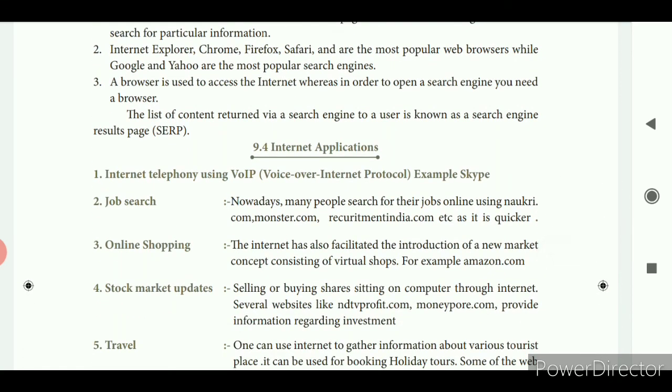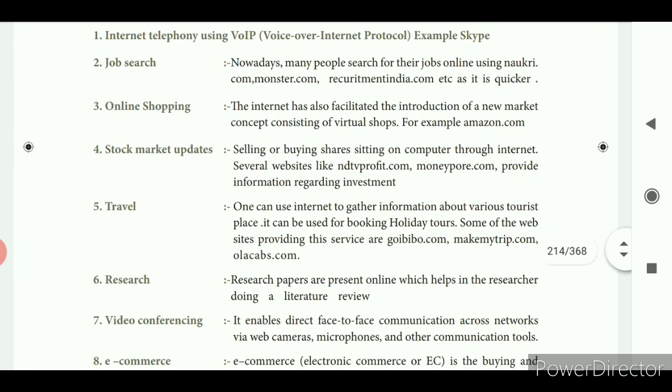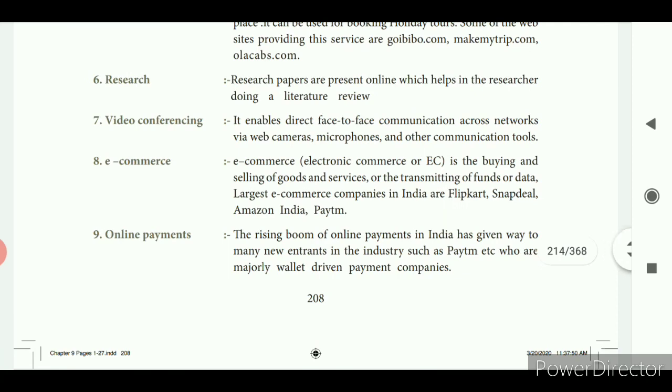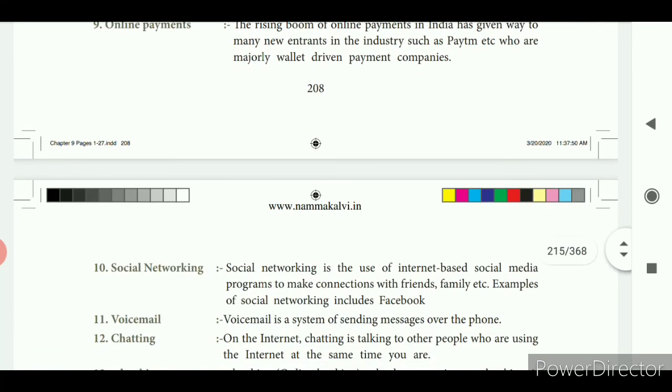Then what are the internet applications available? First one, job search, then online shopping, then stock market updates, then traveling, where you can book your tickets, for example MakeMyTrip. Then research, where for research purposes you can access the data. Then video conferencing, online classes. Then e-commerce. What do you mean by e-commerce? Buying and selling goods and services. Then online payments through banking, you can do all that. Then social networking, which you obviously know.